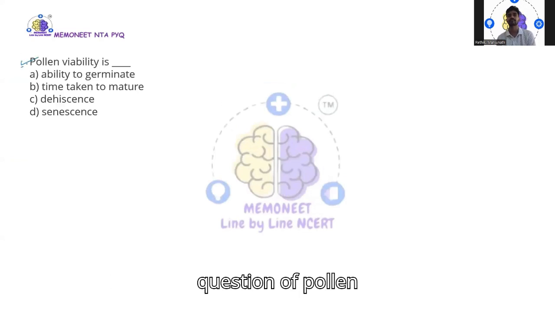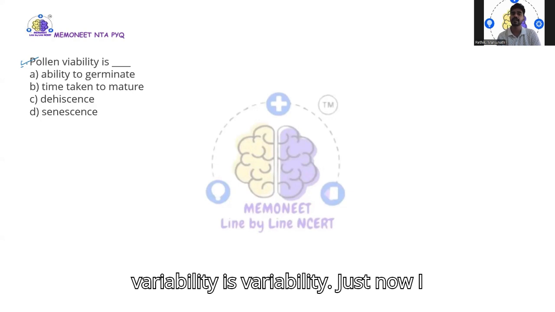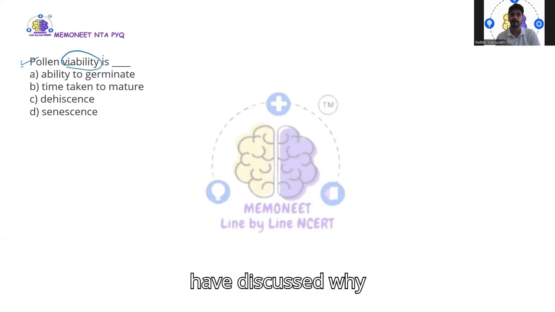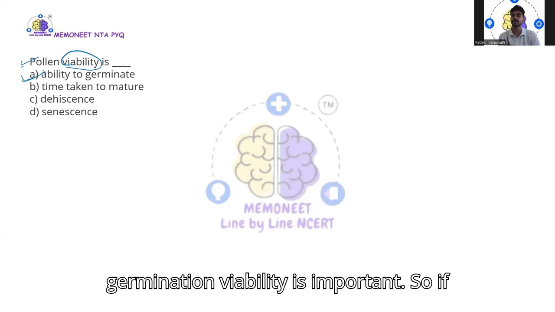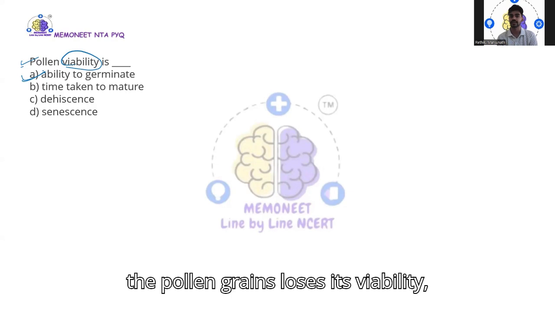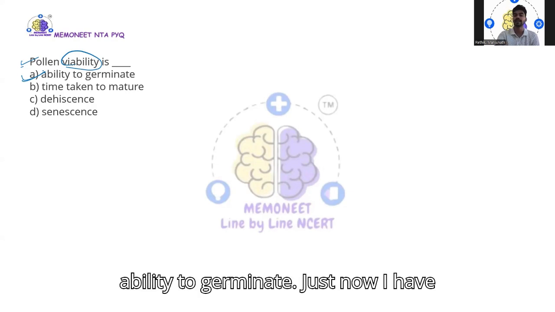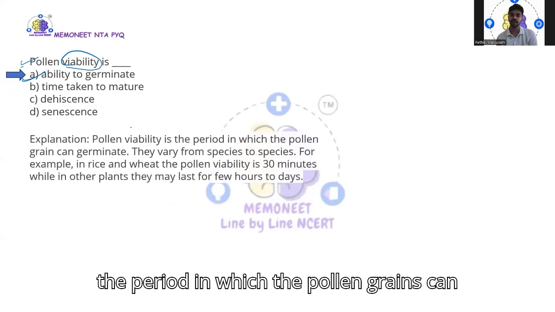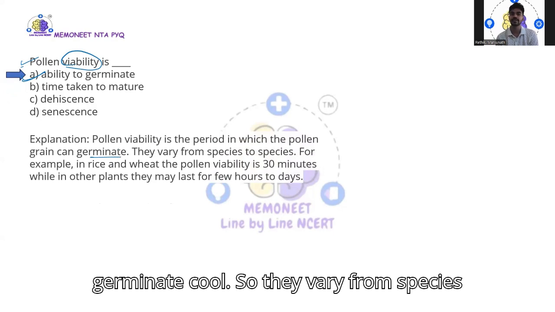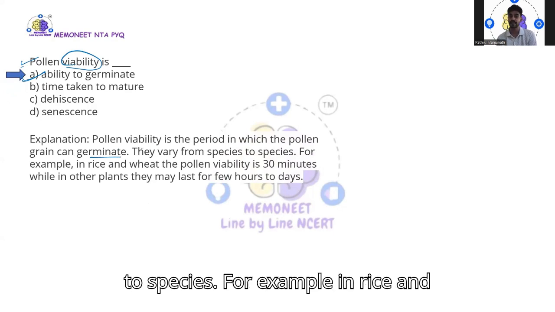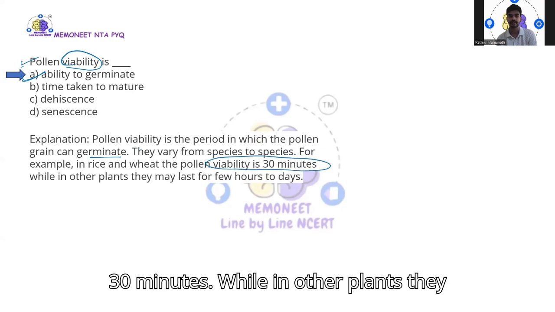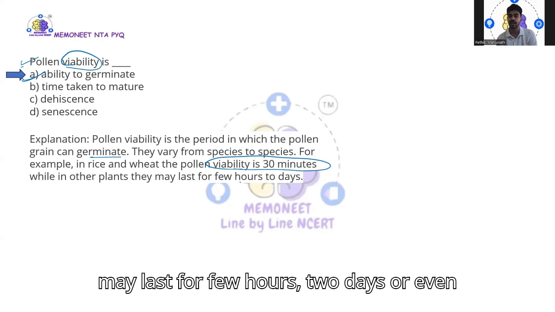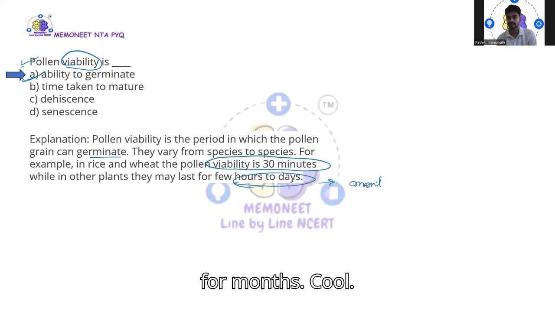What is the second question? Pollen viability. Why is the viability of the pollen grain so important? Because of the ability to germinate. If the pollen grain loses its viability, it will also lose the ability to germinate. Pollen viability is the period in which the pollen grains can germinate. It varies from species to species. For example, in rice and wheat the viability is 30 minutes, while in other plants it may last for a few hours to days or even months.